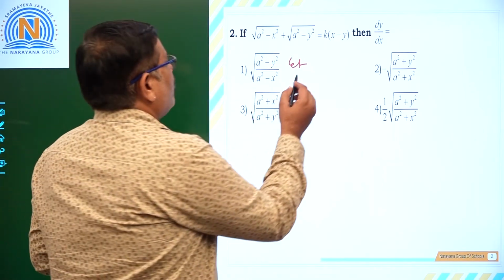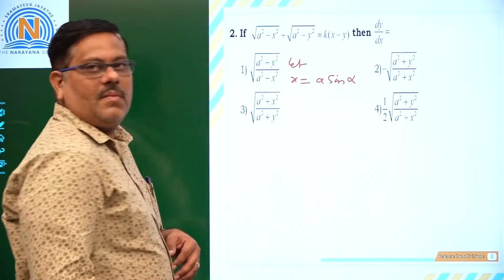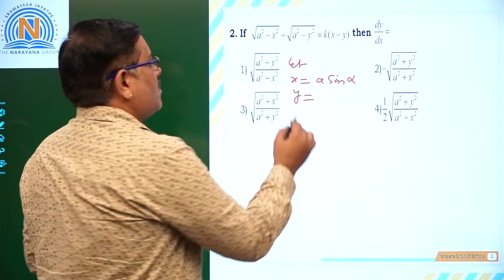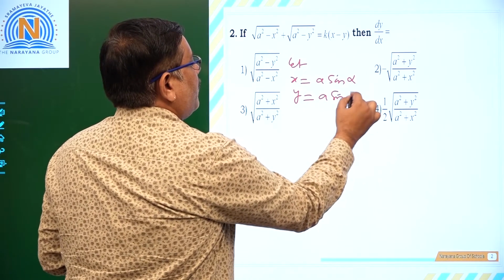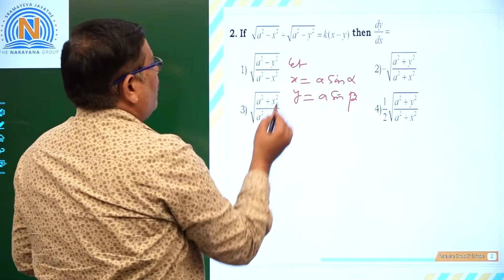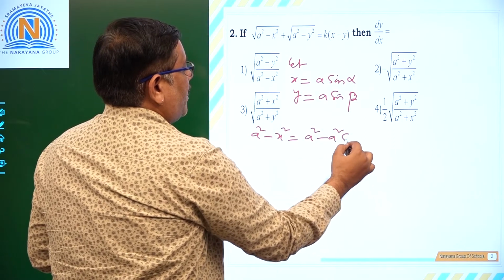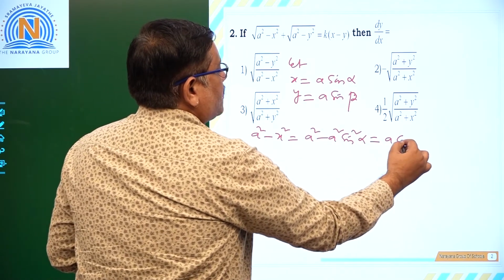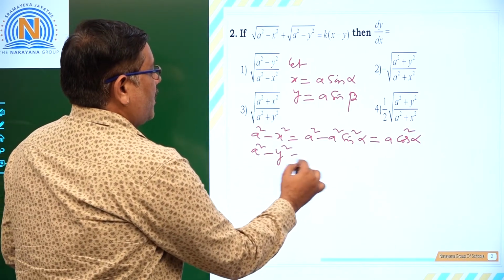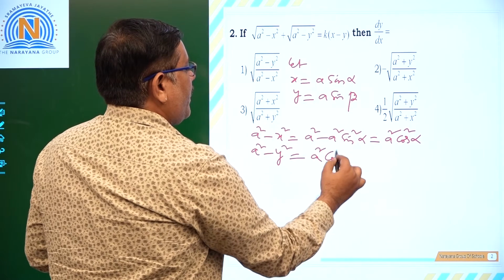But here, let me take x is equal to a sin alpha. What about y? y is also the same natured function, root over a square minus y square. So y also I will take as a sin beta. Alpha and beta I am taking differently. If you take the substitution, a square minus x square is going to be a square minus a square sin square alpha. That is nothing but a square cos square alpha. Similarly, a square minus y square is going to be a square cos square beta.